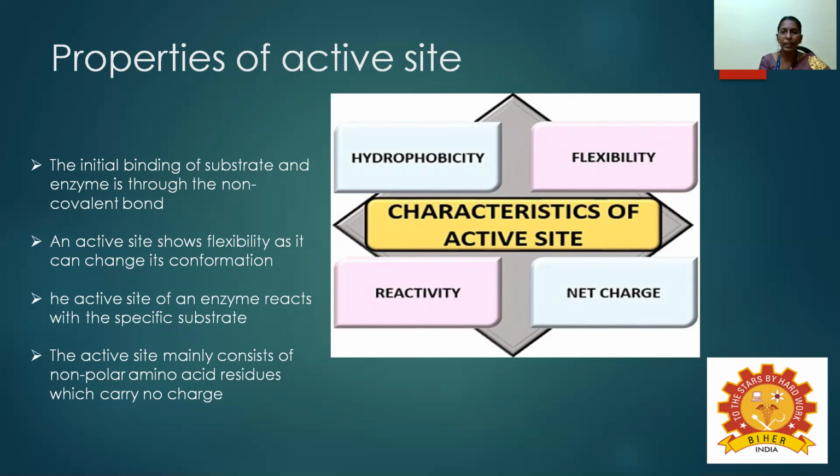So what are the characteristics of the active site? They are hydrophobicity, flexibility, reactivity, and net charge. Hydrophobicity means it is not soluble in water. Flexible means whenever the substrate comes, it changes its shape. Reactivity means the enzyme combines with the substrate to form the product. Net charge means it has zero charge, with no positive or negative charge.